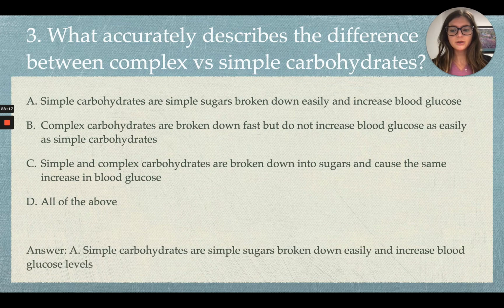The answer is A. The true statement between simple and complex carbohydrates is that simple carbohydrates are simple sugars broken down easily and increase blood glucose levels. So this B statement, complex carbohydrates are broken down fast, is false. Complex carbohydrates are those carbohydrates that contain fiber, and so they are actually broken down slower and do not cause as high of a blood glucose spike.